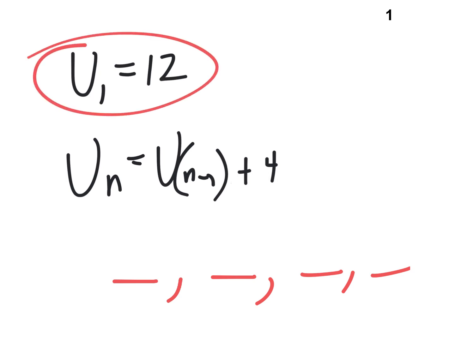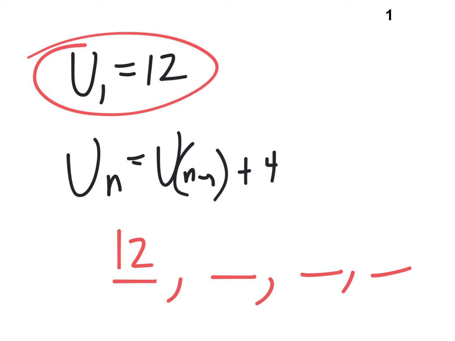U sub 1 is 12. That means this is 12. Everybody take a guess then what the next 3 terms are. It's telling you what to do to get the next term, and then the next term, and then the next term.